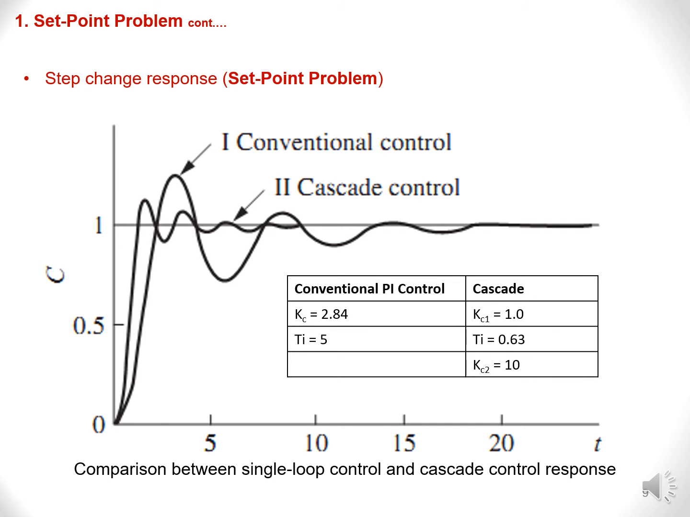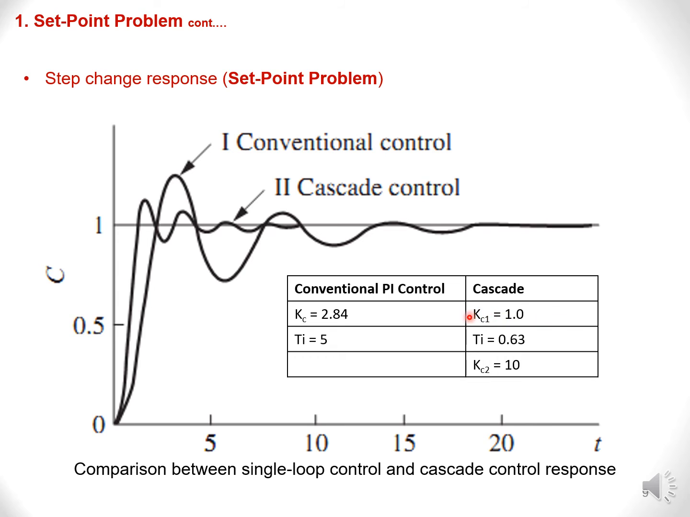These are some examples of the response that we can get using conventional and cascade. For example, we have a set point change for that system. For conventional, you will see that it's a bit slower with more oscillation, but for cascade, there is a faster response, smaller overshoot, and it quickly goes to the set point. For conventional, we show Kc 2.84 and TI equals 5.